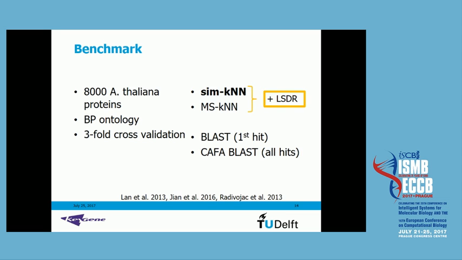So to test these ideas, we took 8,000 proteins of Arabidopsis thaliana from SwissProt, all with annotations in the biological process, excluding electronic annotations, and tested in a threefold cross-validation loop. We tested our similarity representation with k-nearest neighbor against the multi-source KNN algorithm. And so we tested these two methods on their own, and each of them combined with the three dimensionality reduction methods that I talked to you about.